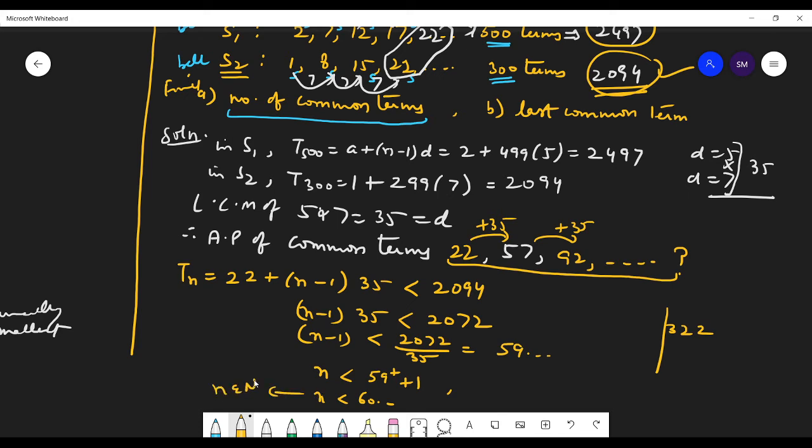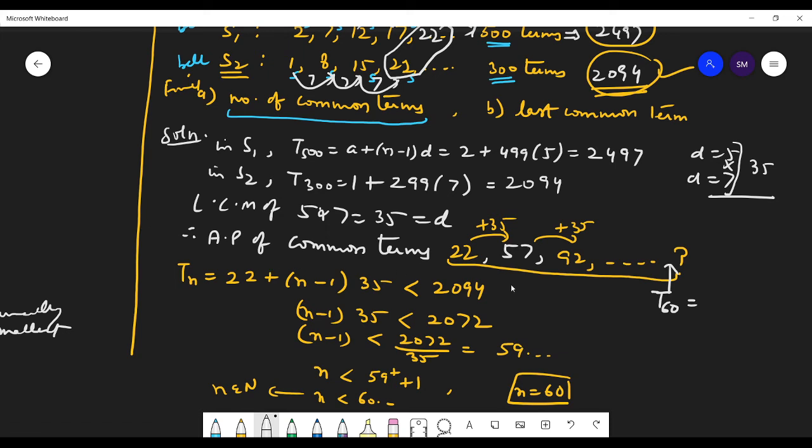N belongs to N. So what's the number? So n will be equal to 60. So it means 60th term is your last term as common term. Okay, so T60. So now tell me what is T60.